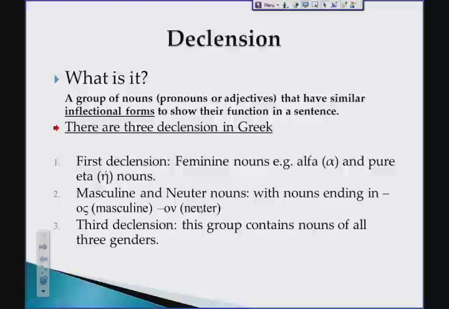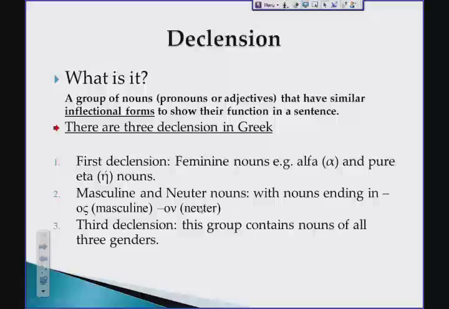The masculine nouns and neuter nouns, nouns ending with an os, and also the on in terms of the neuter. I will give you good examples of this now, but after your homework, you must now go back to Mounds and any other Greek grammar book, and then identify all the nouns of the first declension, nouns of the second declension, and then nouns of the third declension. It's a bit difficult one, the third declension, because this group contains nouns of all 3 genders.